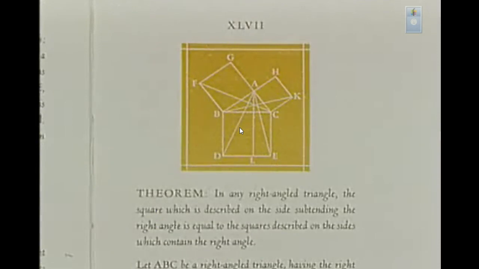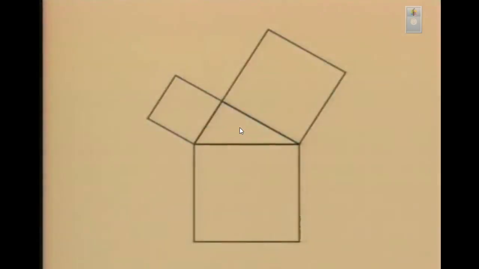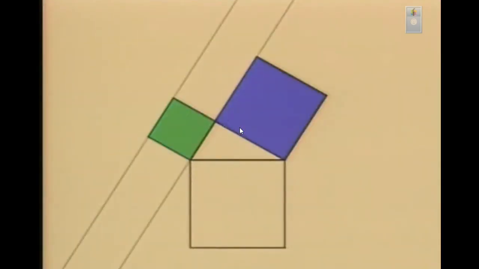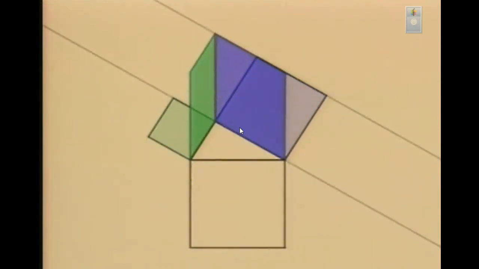The Pythagorean theorem appears in Euclid's Elements in Book 1 as Proposition 47. This Arabic diagram shows Euclid's proof. It can be simplified with computer animation. Drop a perpendicular from the right angle to the hypotenuse and extend it to divide the large square into two rectangles. Euclid's idea was to show that this square and this rectangle have equal areas, and this square and this rectangle have equal areas. Animation shows why. All parallelograms with the same base and altitude have equal areas. So all these parallelograms have equal areas, as do all these.